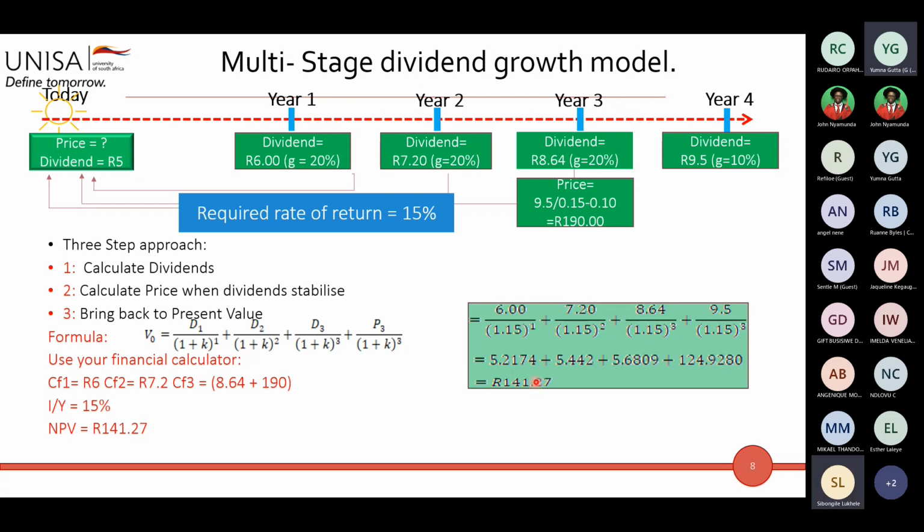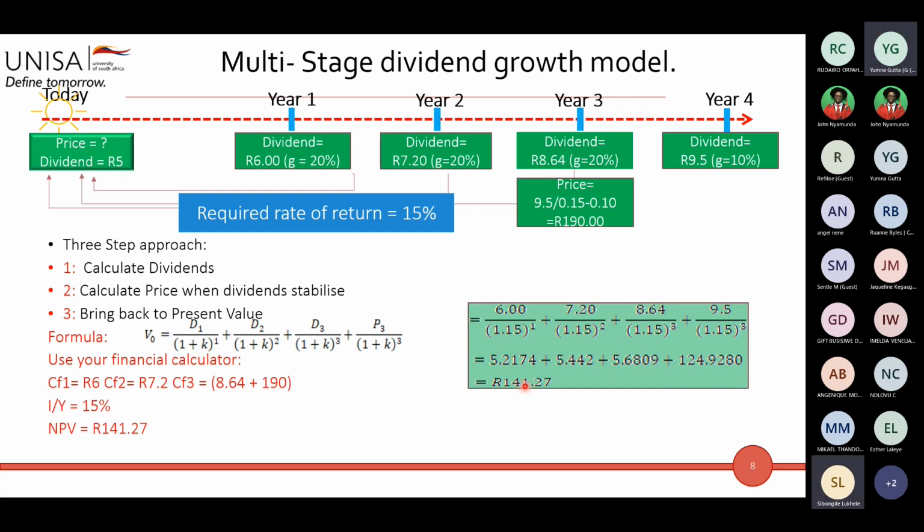Once you add all your dividends plus your price, you will get a present value, or current value, of the share of 141 Rand and 27 cents. So that's how you calculate a multi-stage dividend growth model with the 3-step approach.